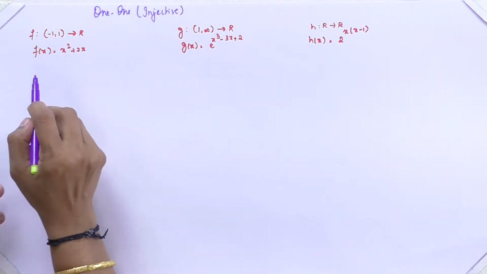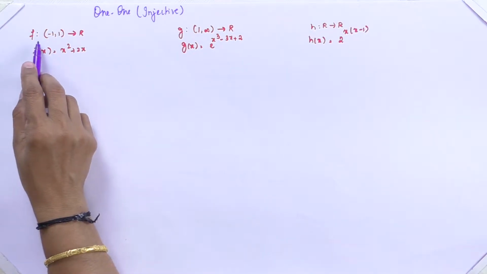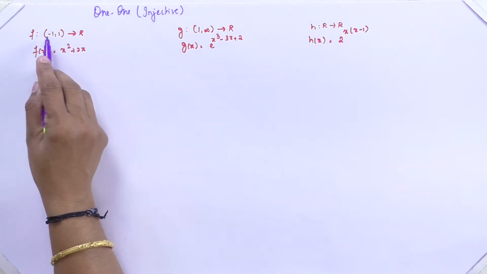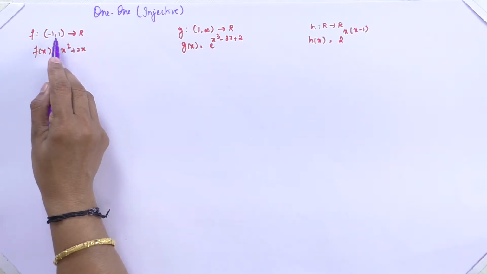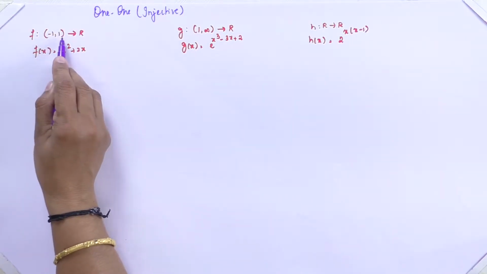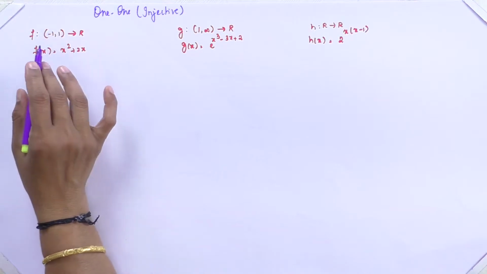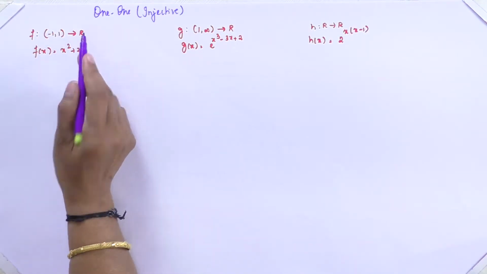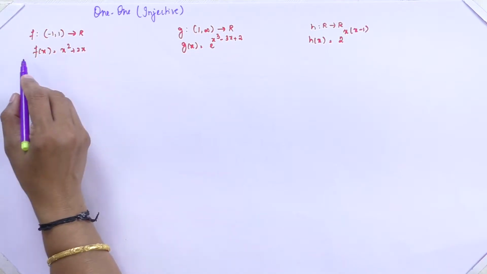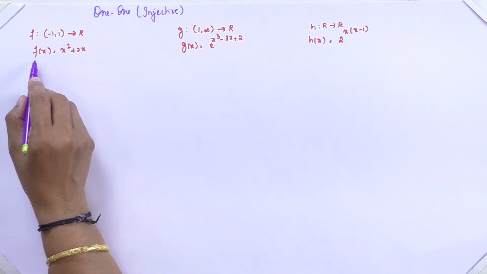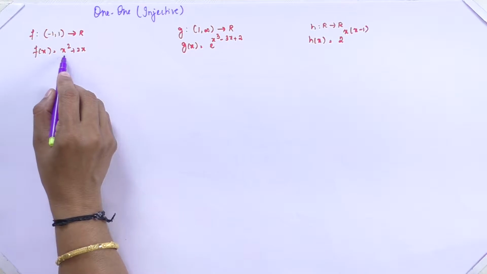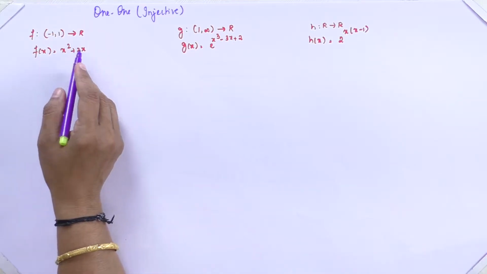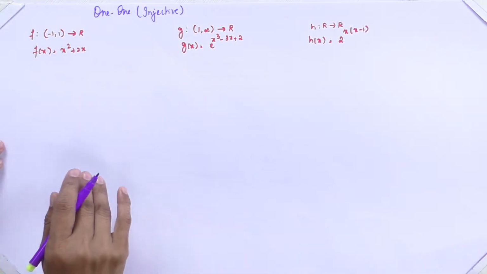Now here we have a function f from -1 to +1, that is an open interval. Open interval in the sense that -1 and +1 will be excluded, and only in between -1 and +1 I will have the domain set. And my codomain set is the set of all real numbers, R stands for real numbers. And the function is defined as f of x is equal to x square plus 2x. Now we will have to check whether this is a 1-to-1 function or not.